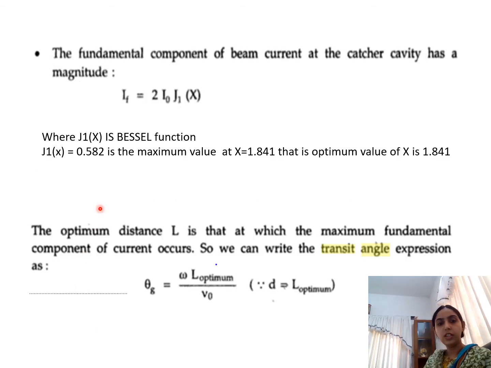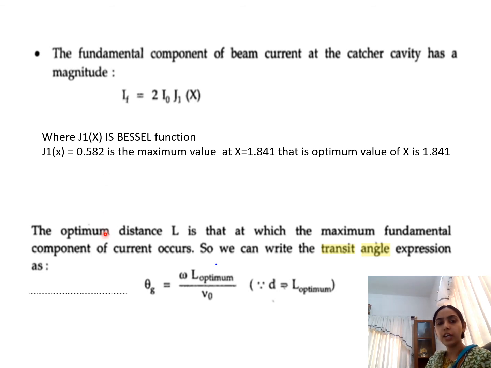Now the fundamental component of beam current at the catcher cavity can be written as IF is equal to 2 I0 J1 of X. That is, we have substituted n is equal to 1. Here J1 of X is a Bessel function, so it has a maximum value at X is equal to 1.841. At that time J1 of X will be equal to 0.582.